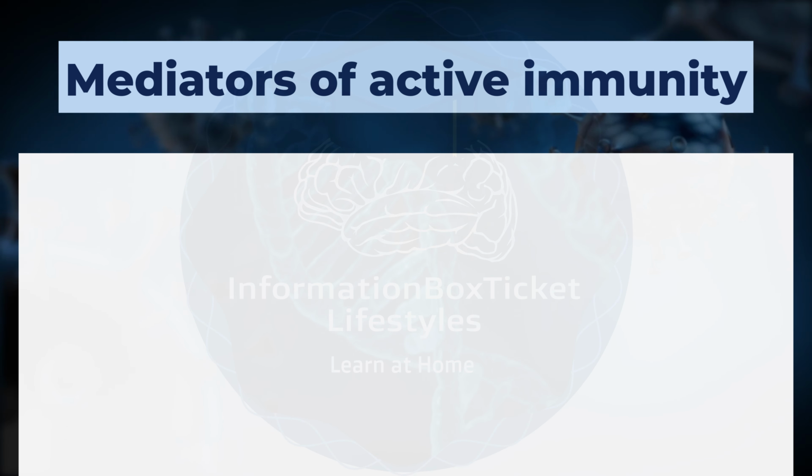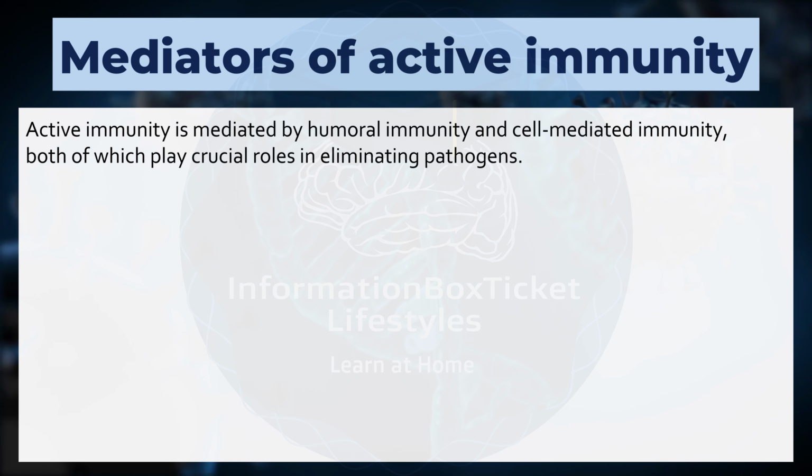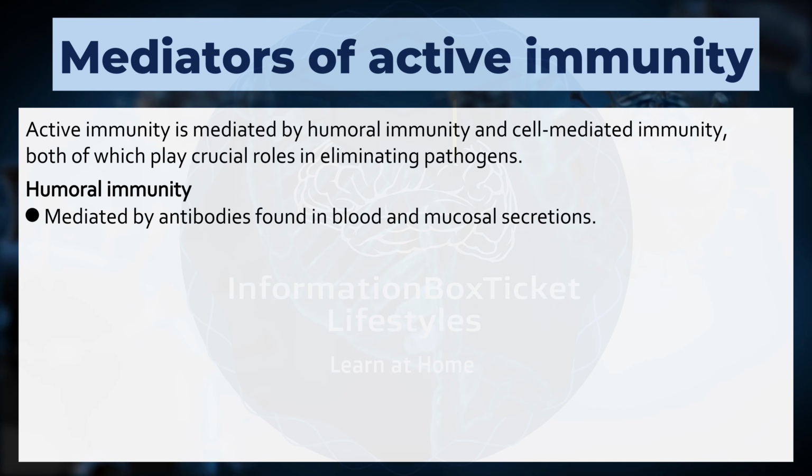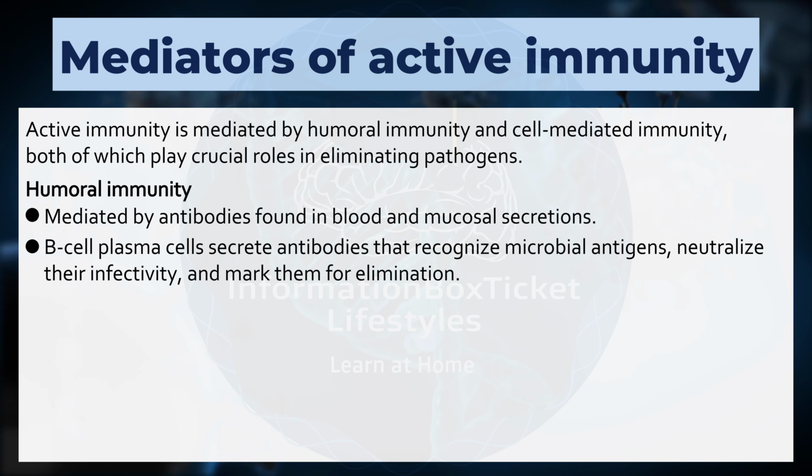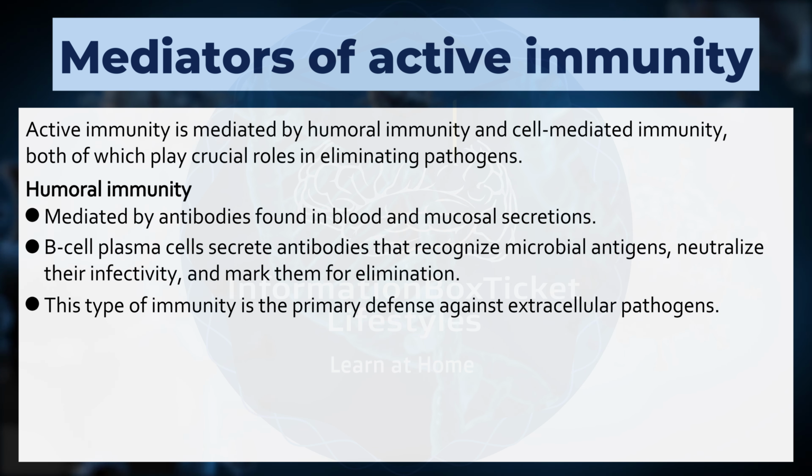Mediators of active immunity. Active immunity is mediated by humoral immunity and cell-mediated immunity, both of which play crucial roles in eliminating pathogens. Humoral immunity is mediated by antibodies found in blood and mucosal secretions. B-cell plasma cells secrete antibodies that recognize microbial antigens, neutralize their infectivity, and mark them for elimination. This type of immunity is the primary defense against extracellular pathogens.